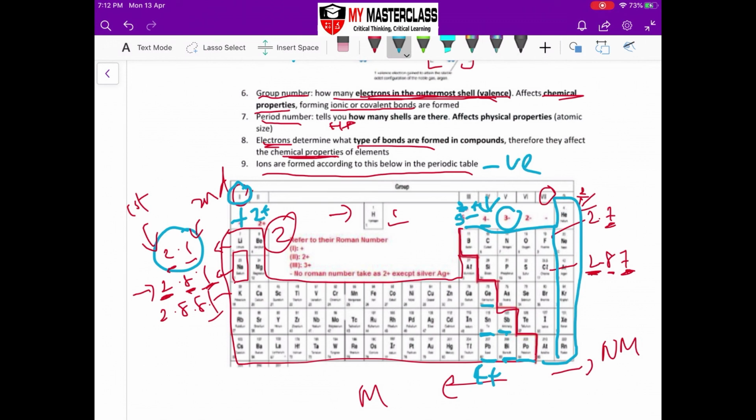So in the exam, if you have no time to count the electronic configuration, this is your ultimate shortcut to write down the ions. This one is very, very important.